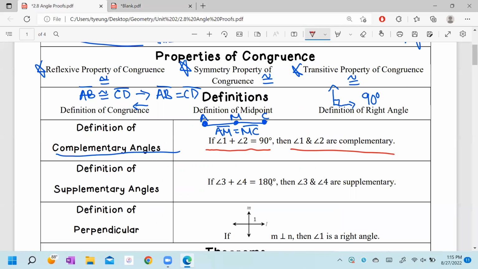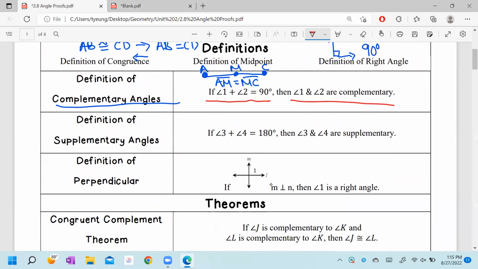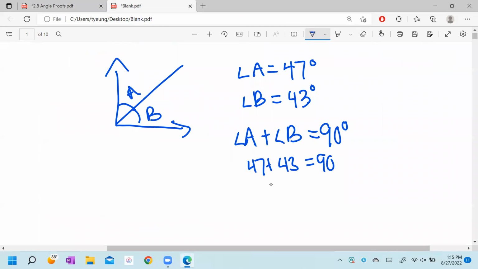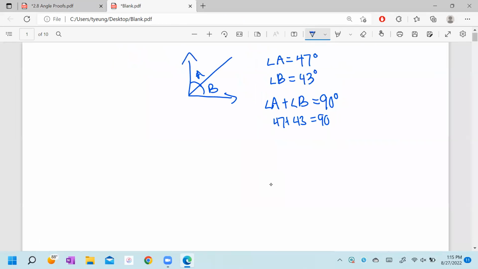Okay. Moving on, supplementary, same idea, right? But now it's equal to 180 degrees. So 180 degrees is a straight line. This entire angle right here is 180 degrees.